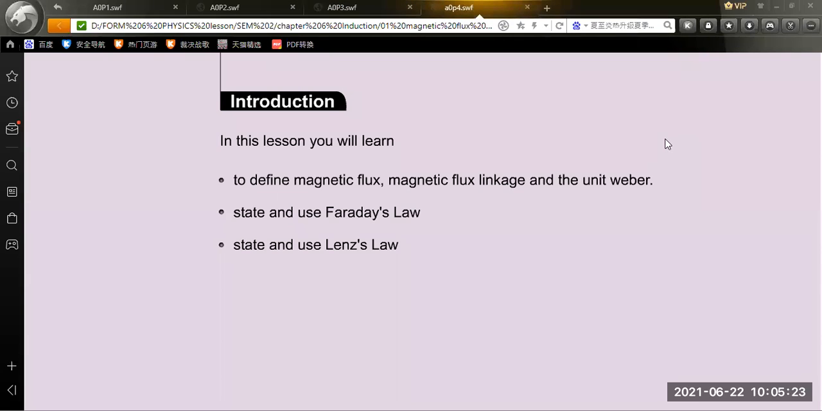Ladies and gentlemen, in this lesson, you will learn to define the magnetic flux linkage and the unit Weber. Objective 2, state and use Faraday's law. And objective 3, state and use Lenz's law.